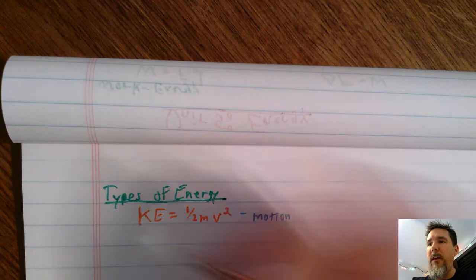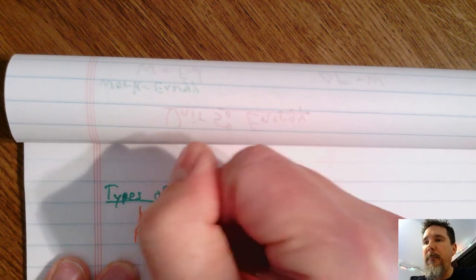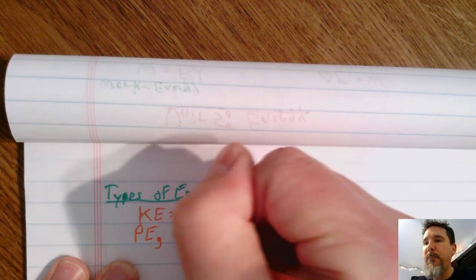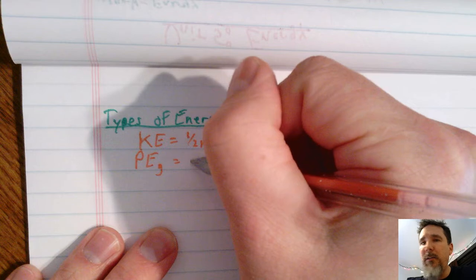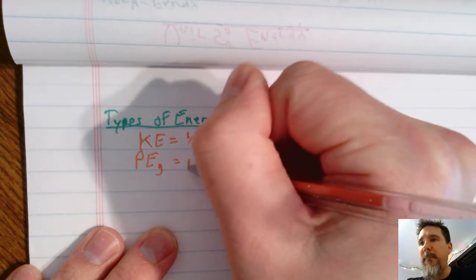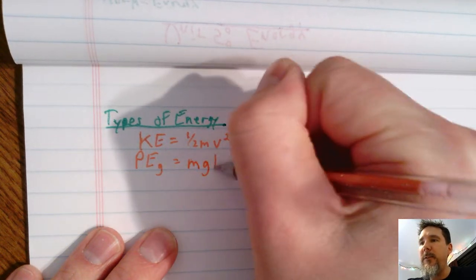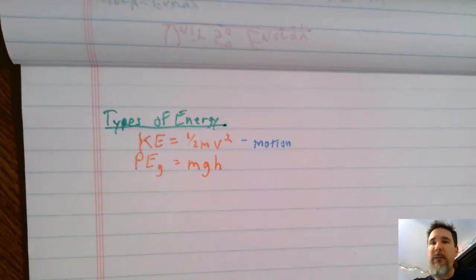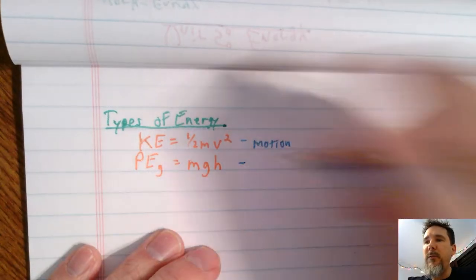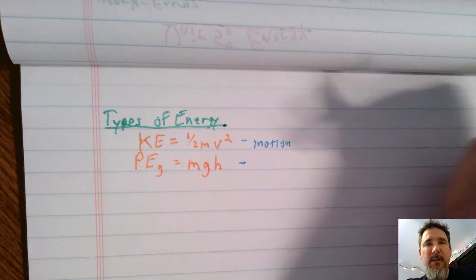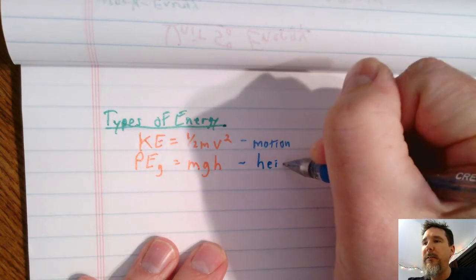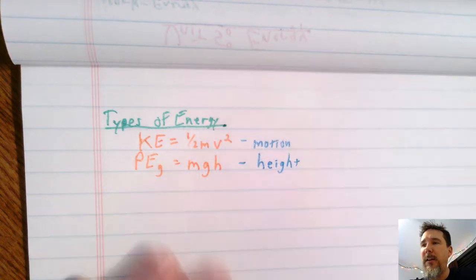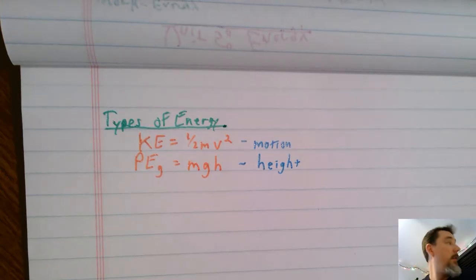All right, and then we have PE, we'll start with G. That is gravitational potential energy. That's energy stored because it's up high, because of a height. So that is mass times gravity times height. And again, if there's one word to think about what it has to do with, we can expand upon it later, but right now it's height.